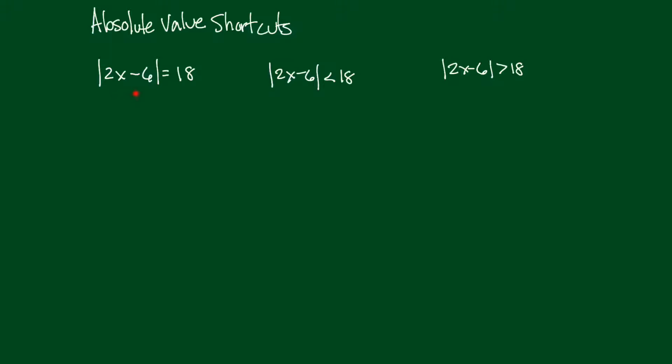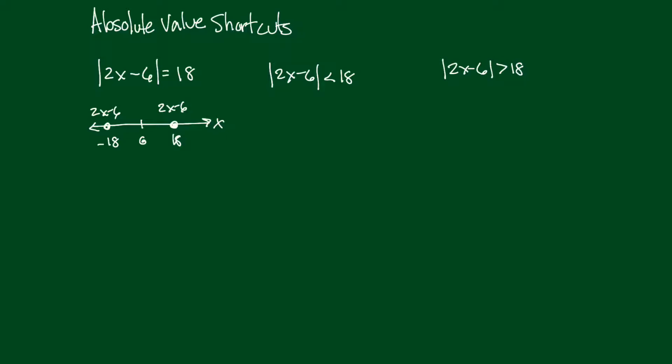So you know that this means that the distance between the number 2x minus 6 and 0 on the number line is 18 units. So I'm going to draw that here. Here's x, here's 0, and if I move out this way, that 2x minus 6 could be 18 units if I go to the right. If I go to the left, 18 units, we're here.